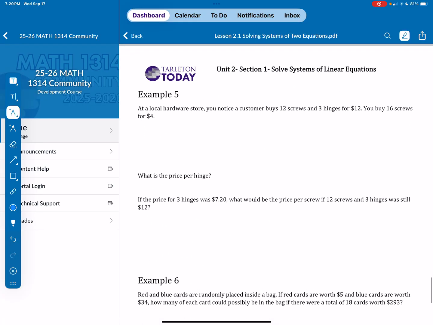Last page. So on example 5, we have a word problem, and I know people tend to freak out whenever they see word problems. They think math is numbers, and so we shouldn't have words in math. Okay. But it says at a local hardware store, you notice a customer buys 12 screws, 3 hinges for $12, and you buy 16 screws for $4.